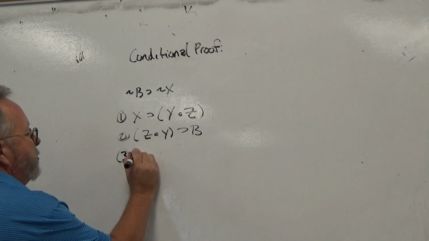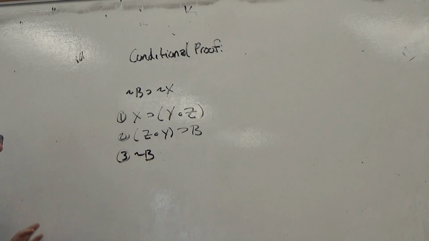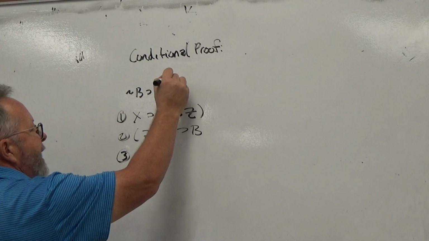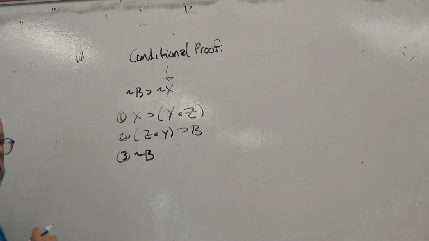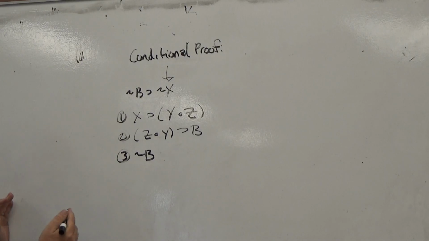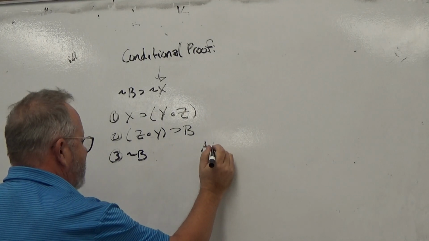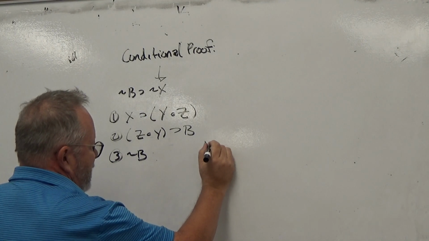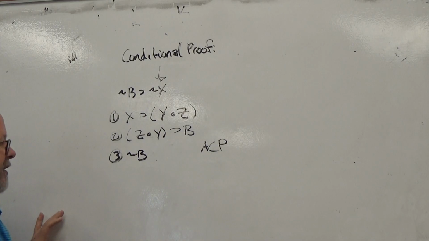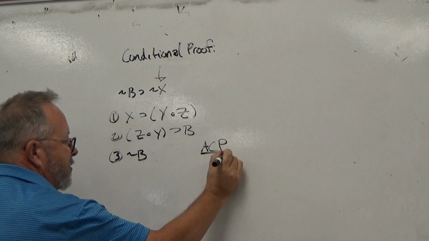Let's assume not B. Okay? And then our goal would be to get to not X. Does everybody understand that? Okay, but when we make an assumption, we say assumption for conditional proof. I don't know what abbreviation I used, okay? So you have to say this is an assumption for conditional proof.